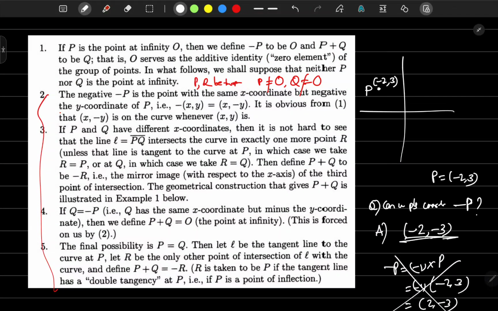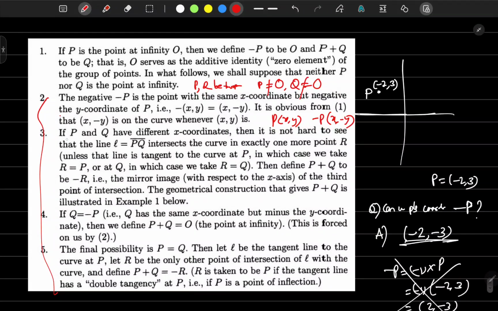So minus P is nothing but the reflection across the x-axis. So reflection across the x-axis, the point will become what? The x coordinate will be the same and the y coordinate will become minus y. Understood? Okay, that's what it's saying. If P is x comma y, then minus P looks like how? x comma minus y. Okay, happy.